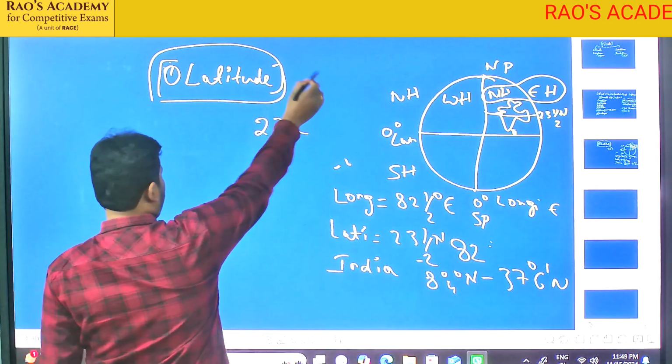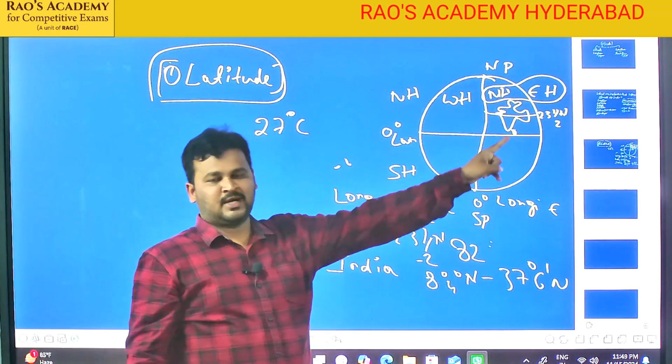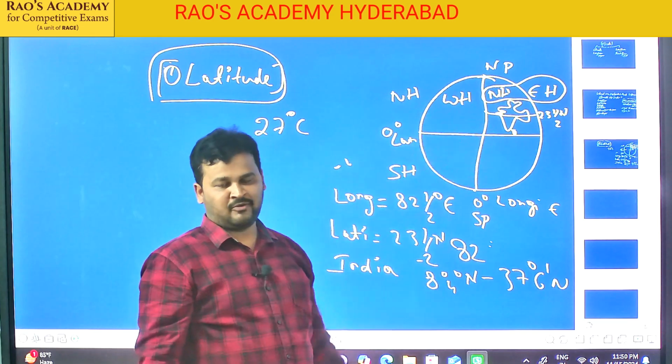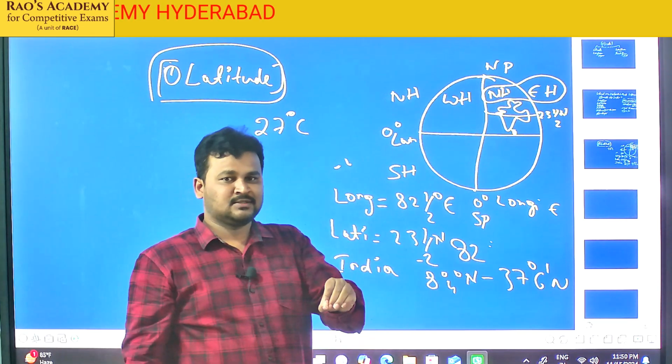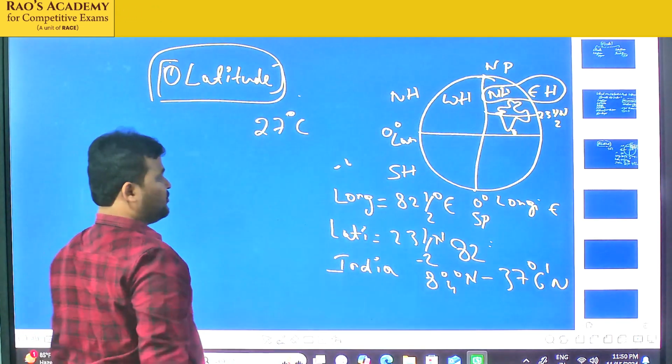So coming to latitude only, India is located near the Tropic of Cancer, which is somewhat away from the equator. So it is influencing an average 27 degrees Celsius temperature. That's the thing, and one more thing you have to know here.